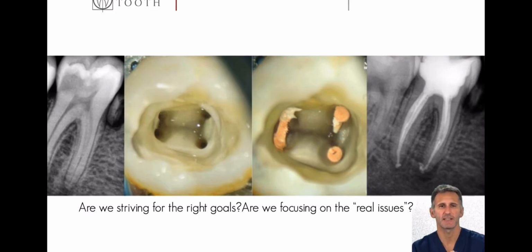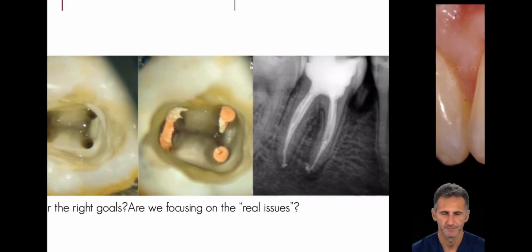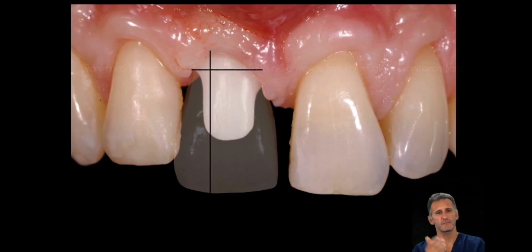Because this case, for example, of course, from an endodontic point of view, is a good one. But if we take in consideration other factors that are much more important for the long-term prognosis, this case is not more a good one. And you will understand why.